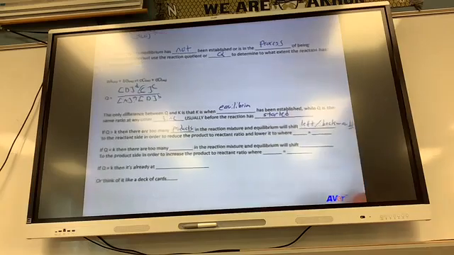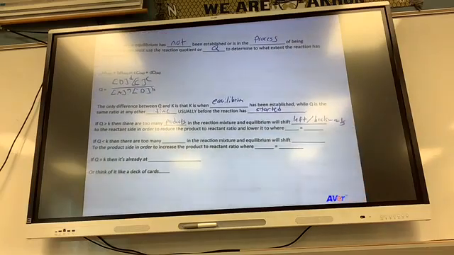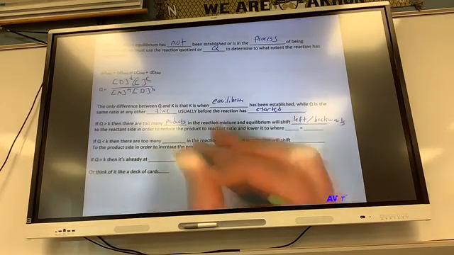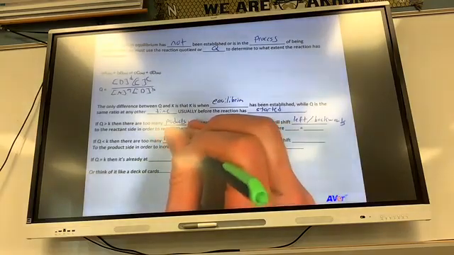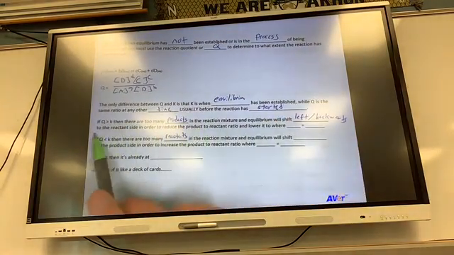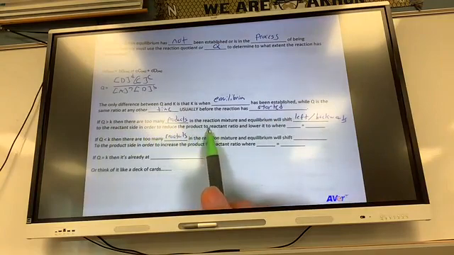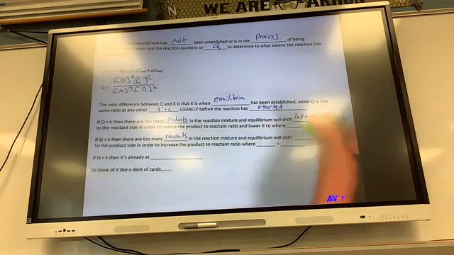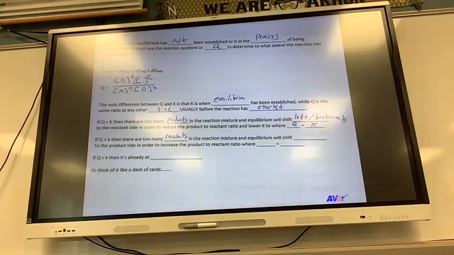Because if I have too many products, it's going to shift back to the reactants. If Q is greater than K, there's too many products. It shifts to the reactant side in order to reduce the product to reactant ratio where, once again, Q wants to equal K. So Q wants to go back to equaling K.